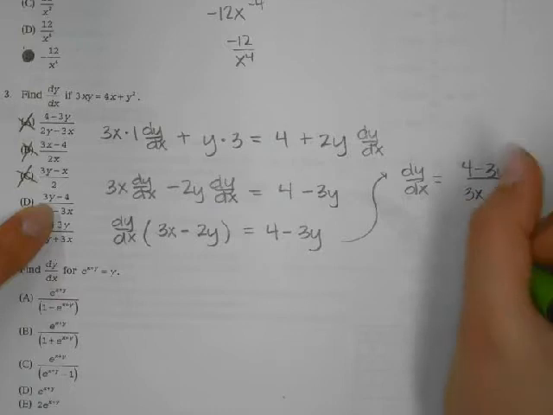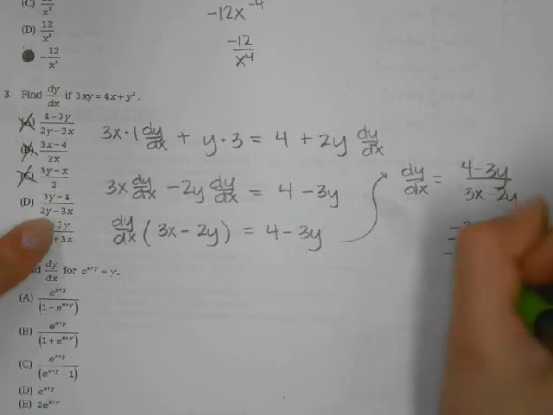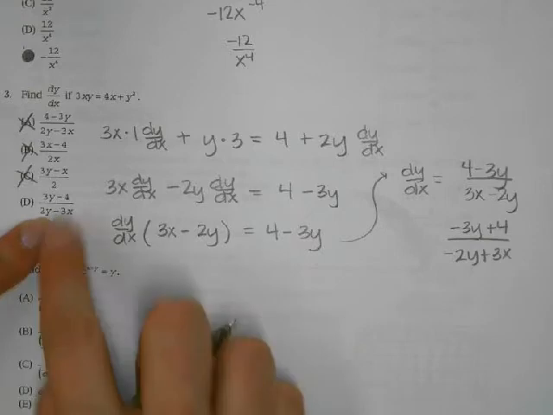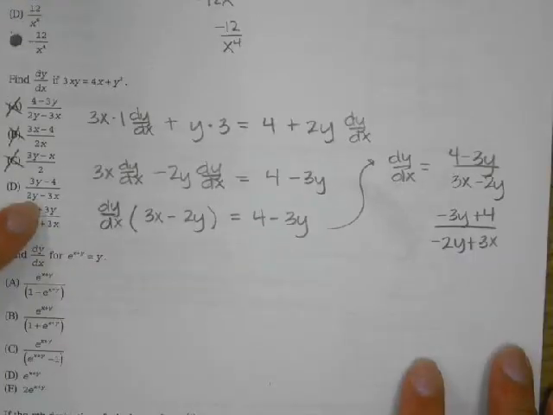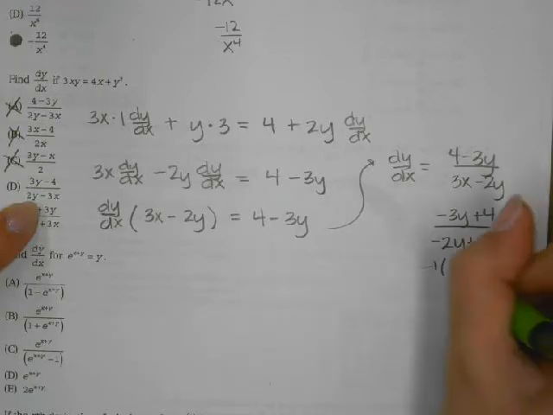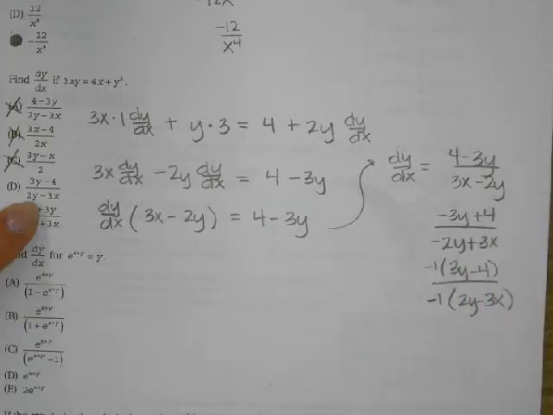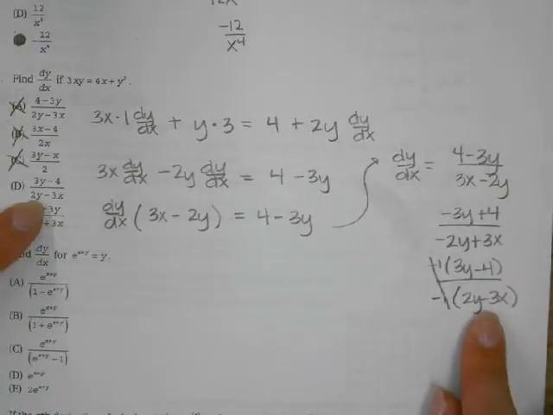So I'm going to go ahead and rewrite this. I'm going to say negative 3y plus 4. And then I'm going to say negative 2y plus 3x. And then I still want it to look like this. I just want to make sure I did it right. I'm going to go ahead and factor out a GCF of negative 1. And that gives me positive 3y and negative 4. Do the same thing again. That gives me positive 2y and negative 3x. And then I can see those negative ones cancel. And so that is exactly the same as D.